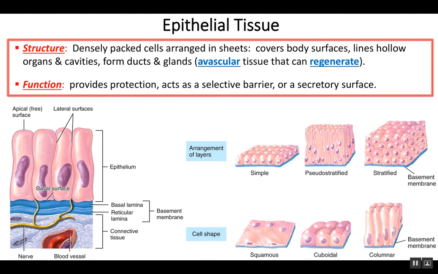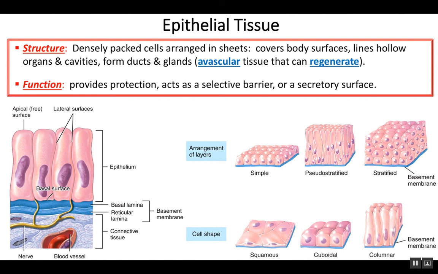So now we use each method to name a specific tissue. For example, this tissue is a simple squamous because it's a single layer of flat cells. This tissue is a simple cuboidal because it's a single layer of cube-shaped cells. This tissue looks like a stratified cuboidal. It's many layers of square cells. So we use a combination of these two characteristics to name a tissue.